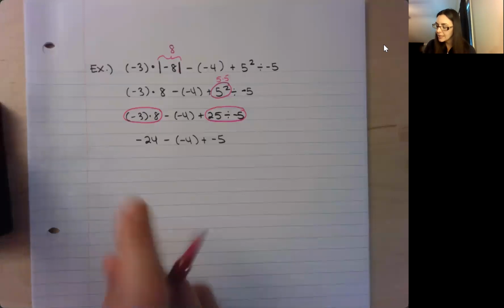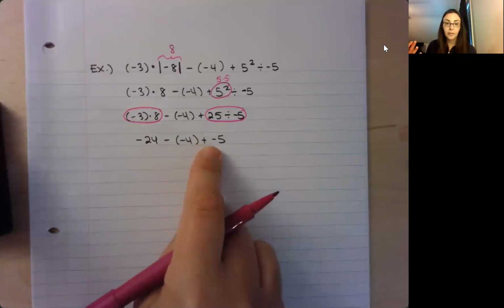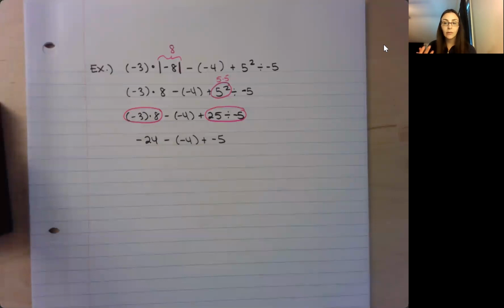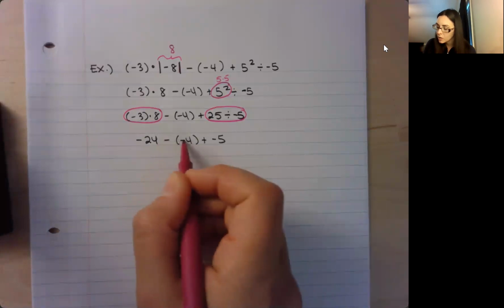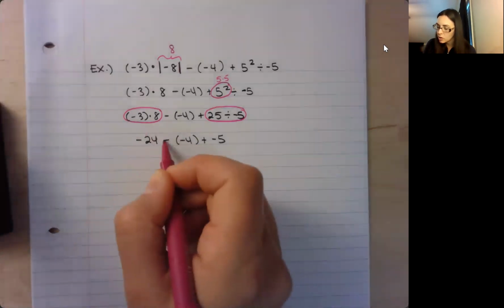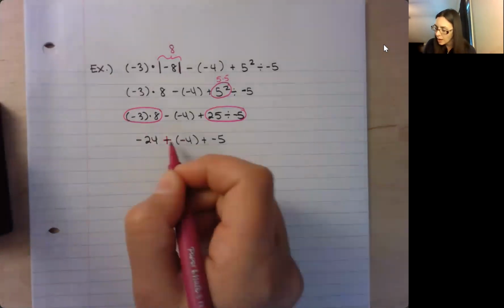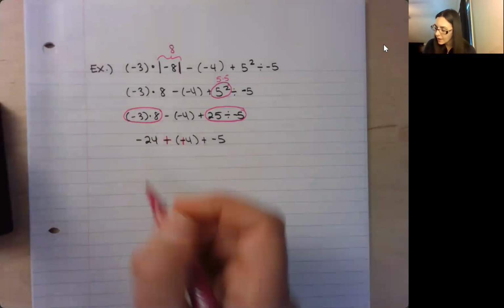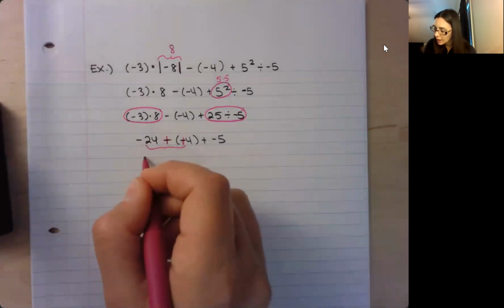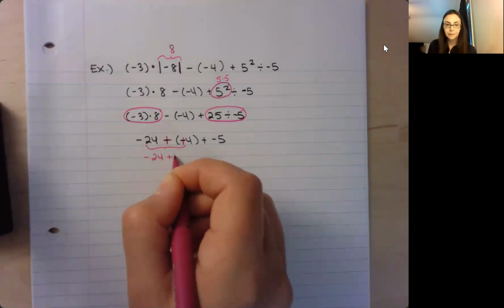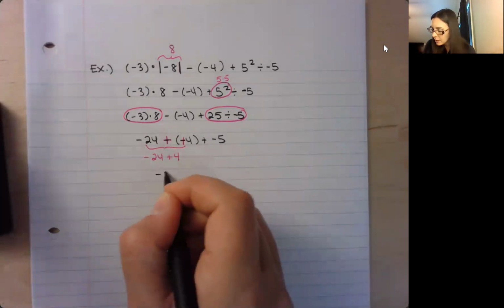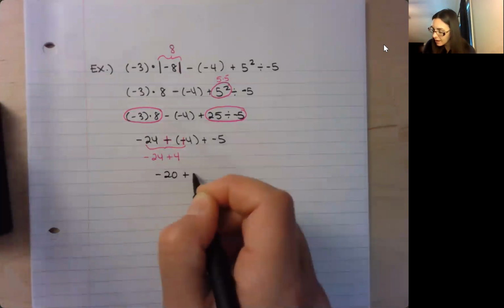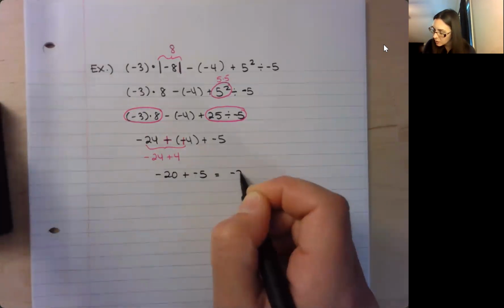All right, lastly, I see subtraction and addition, so I'm going to work from left to right here. You really want to be careful that you don't change up the order or else you'll get the wrong answer. So here I see we're subtracting a negative. So I'm going to keep, change to addition, change this to +4. And again, if you find that too messy, then you can just rewrite it. -24 plus +4 is -20. I'm going to bring down this -5, and I get a final answer of -25.